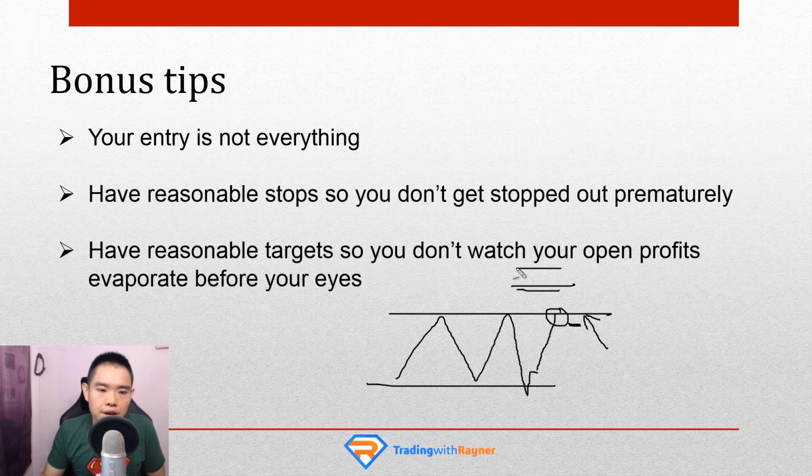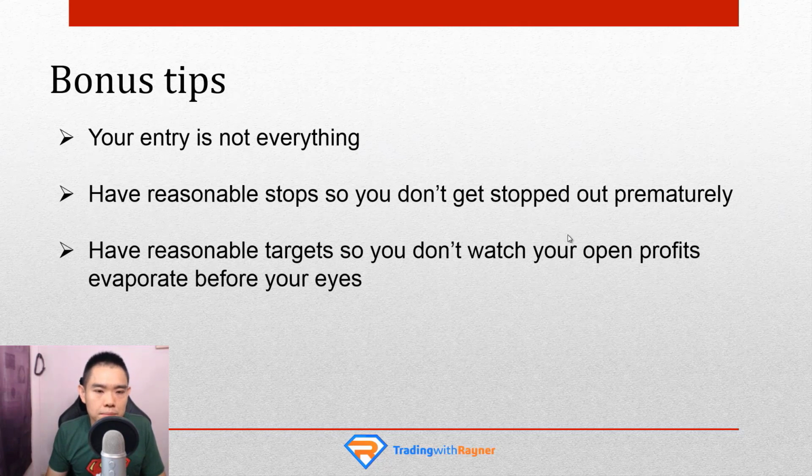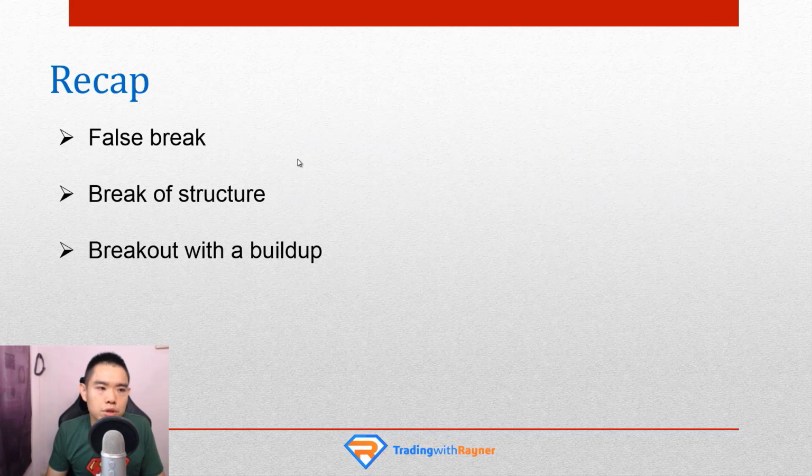Sure, you can set it here and here, but you must remember the market has a lot of obstacles to go through before it can reach your level, and chances are it may not even reach your level. So have reasonable targets. If not, you just see the market go in your favor, reverse and stop you out because your target is just so far away. Okay, so those are a few bonus tips for you. And a quick recap. Number one, we talked about the false break pattern. This is where you can buy low and sell high. We spoke about the break of structure, so you can capture a new trend at the start of a new trend. And finally, we talked about the breakout with the build up to identify high probability breakout trades.